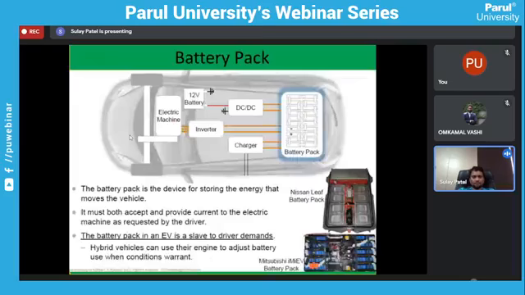Now let us discuss something about battery packs. So this is a battery pack. The battery pack is the device for storing the energy that moves the vehicle. It must both accept and provide the current for the electric machine as requested by the driver. The battery pack in the EV is a slave to the driver's demand. Hybrid vehicles can use their engine to adjust battery use when the conditions are not proper.